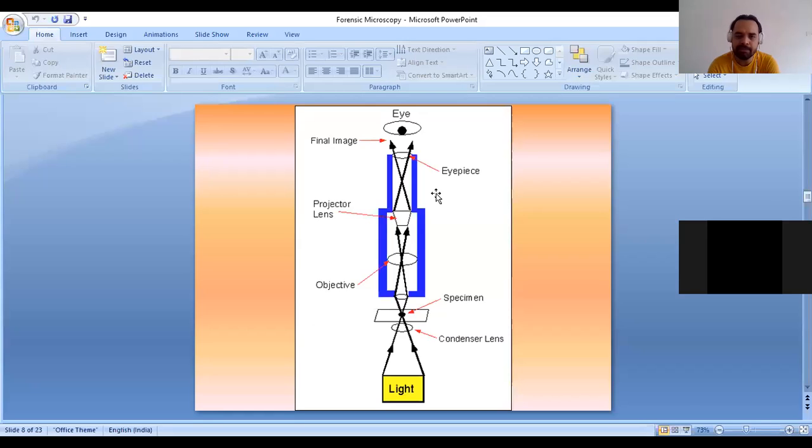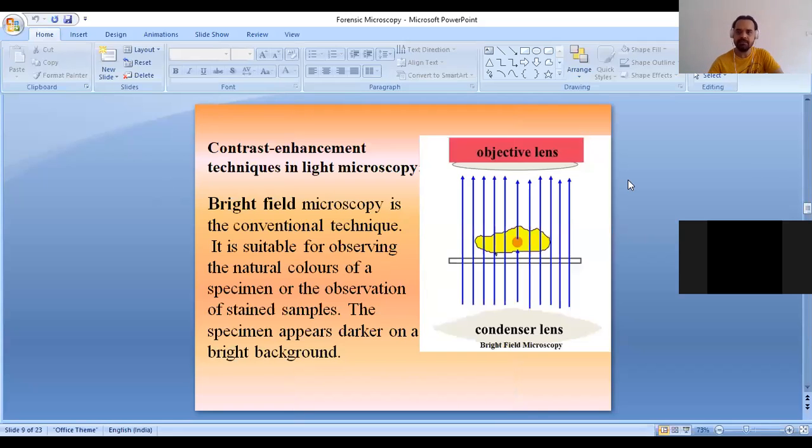So we have completed our lecture till this slide. Okay. So next we will move to what I told you about, the types of microscope based on the contrast feature. Okay.